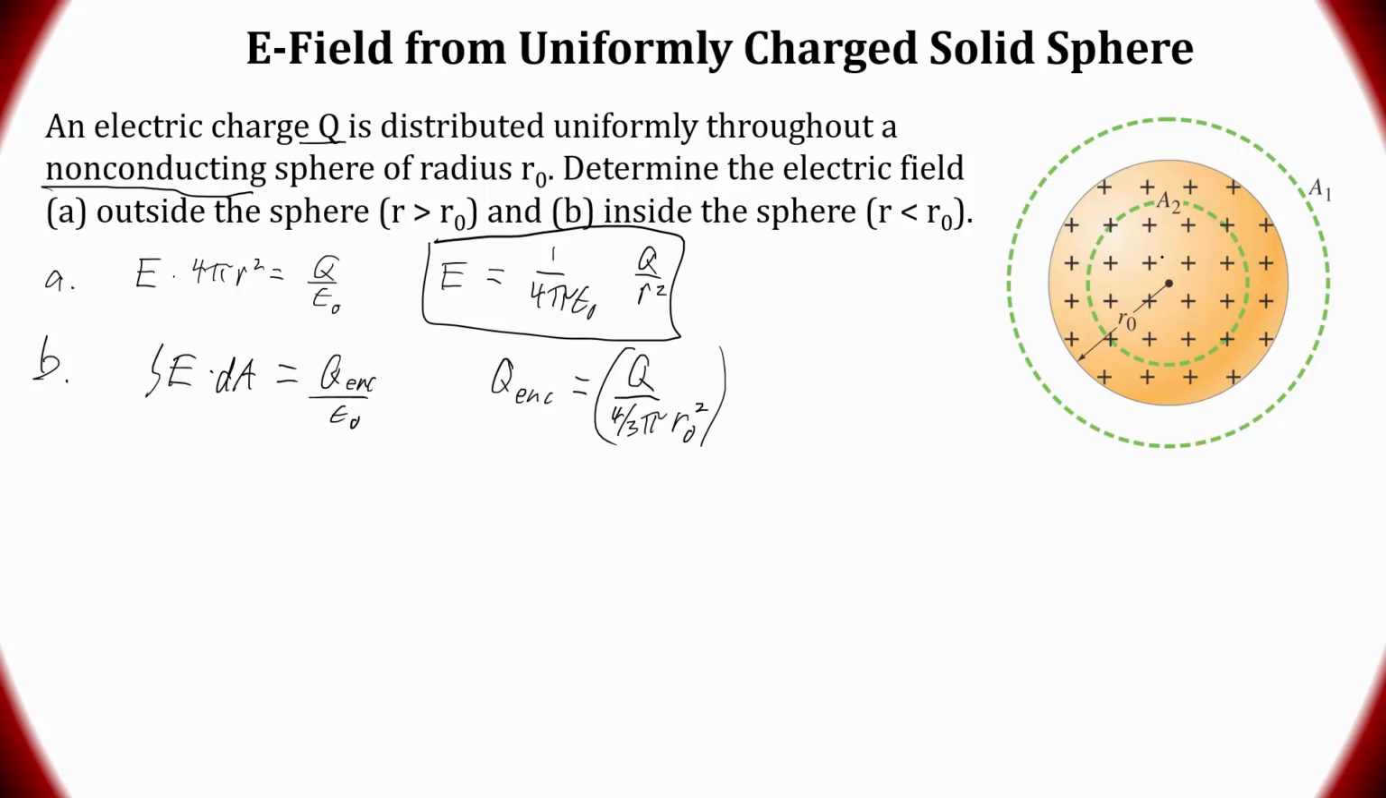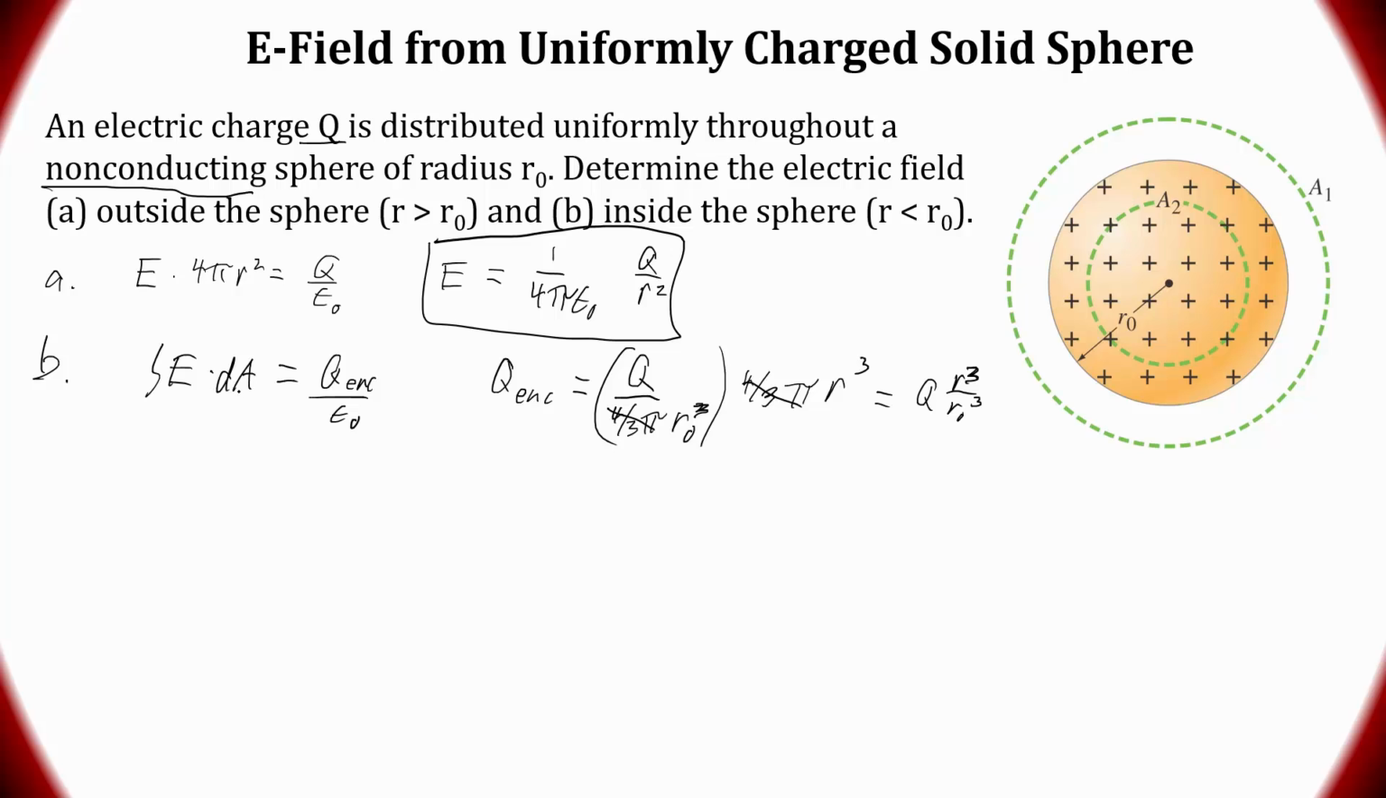And then we multiply that by the volume of the sphere at radius r, which is going to be 4/3 pi r, without the naught, cubed. This guy should be cubed. Sorry about that. So the 4/3 pi go away, and we get Q times r cubed over r naught cubed.